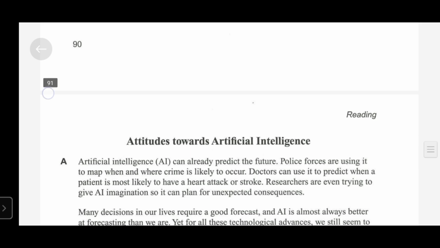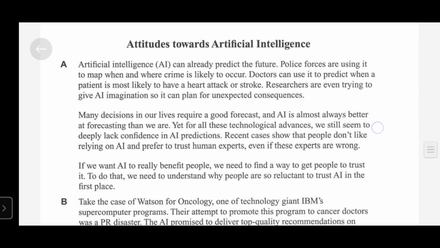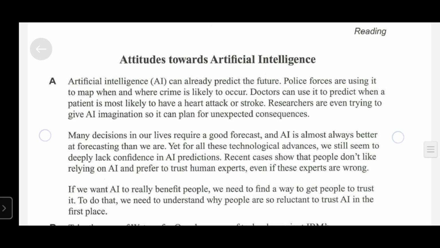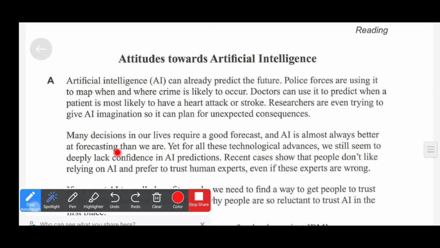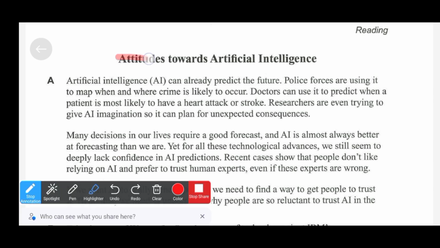simply move to the passage. Now start reading. First, read the topic, Attitudes Towards Artificial Intelligence. After reading, now start reading the passage.